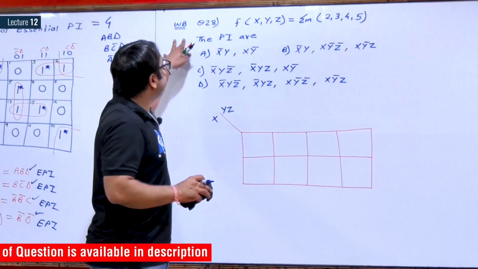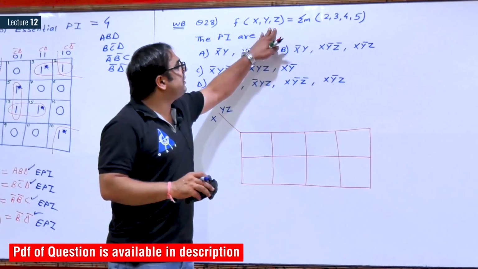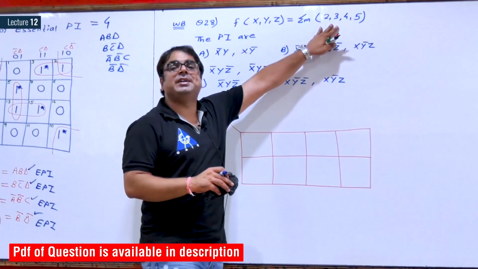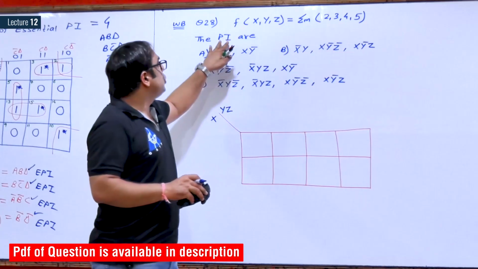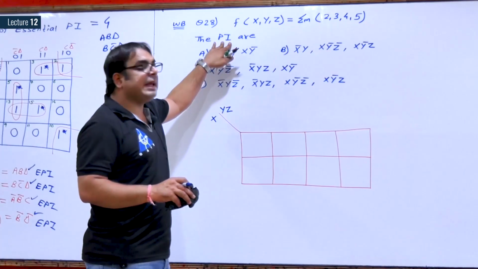Question number 28. A 3 variable function is given in the form of a minterms list. You have to find out the prime implicants.